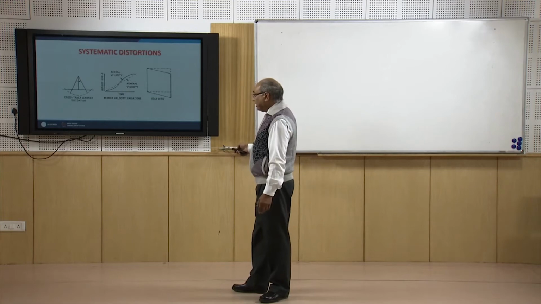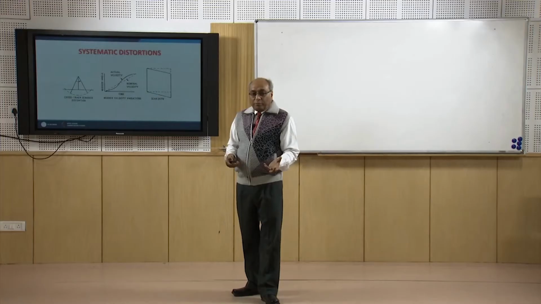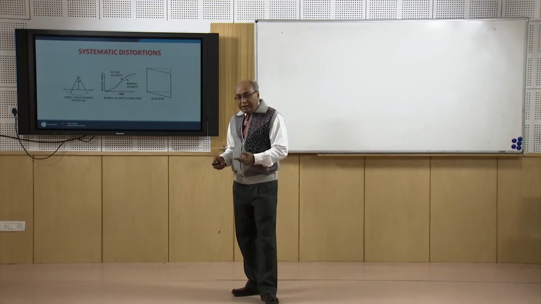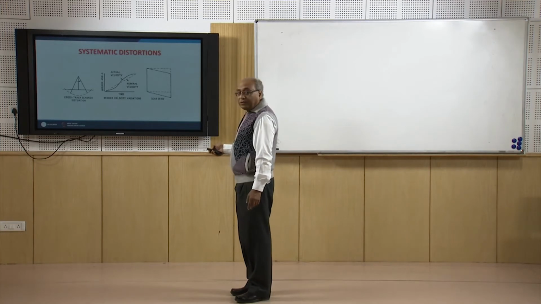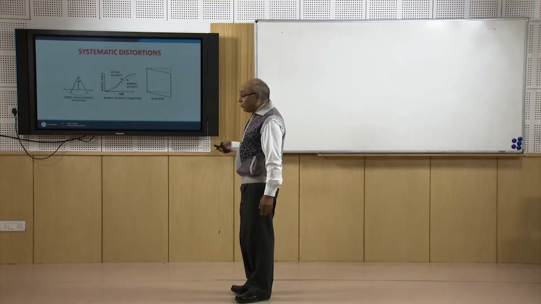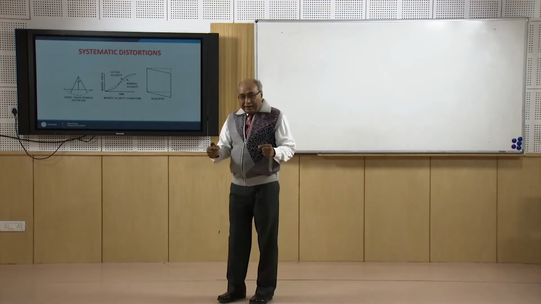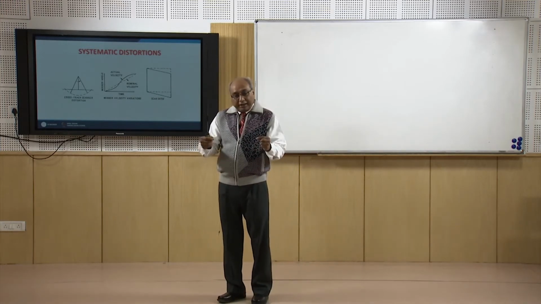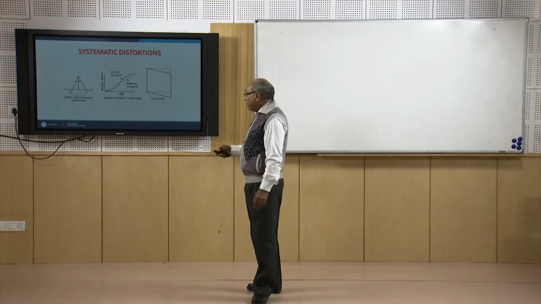Systematic errors: cross-track scanners. In earlier programs like Landsat, we had these cross-track scanners. So they used to have distortions in the images, especially on the edges of the image. So that was the reason. Now we are having more linear array systems, along-track scanners, and therefore these errors have been minimized.